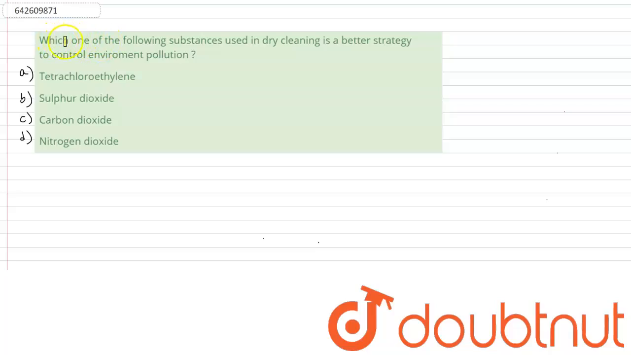Hello. So the question says: which one of the following substances used in dry cleaning is a better strategy to control environmental pollution? So let's check the options one by one. Option A says tetrachloroethylene. Tetrachloroethylene can be used for dry cleaning as a better strategy to control environmental pollution.